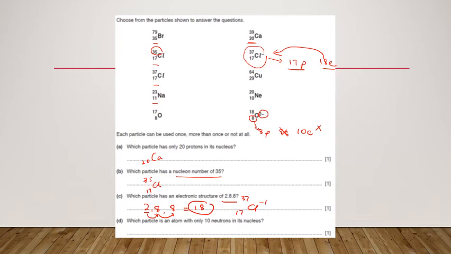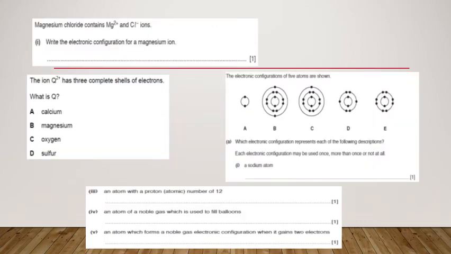Which particle is an atom with only 10 neutrons in its nucleus? Now it says magnesium chloride, Mg plus 2 and Cl minus ions. Write the electronic configuration for a magnesium ion. Okay, so I need to take help from the periodic table, to see where magnesium is and what its atomic number and mass number are. So magnesium has an atomic number of 12 and a mass number of 24.